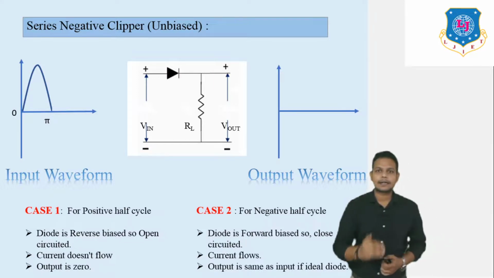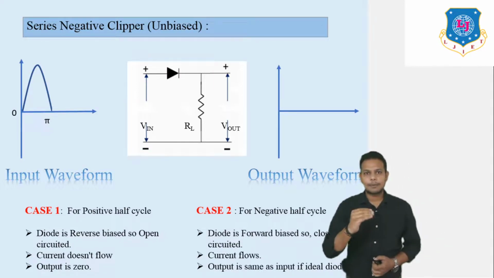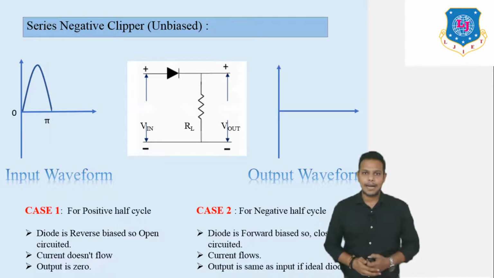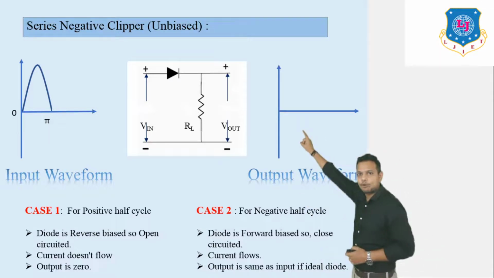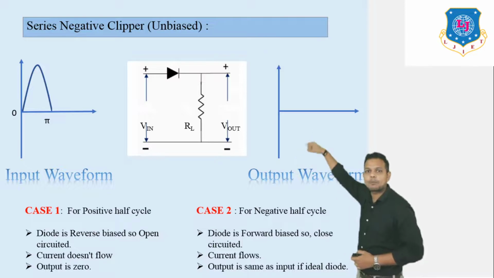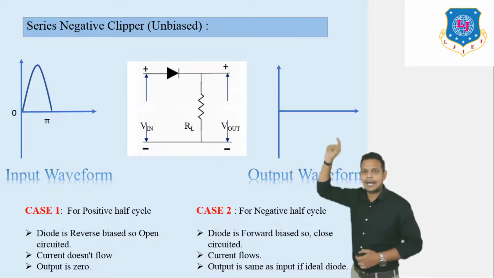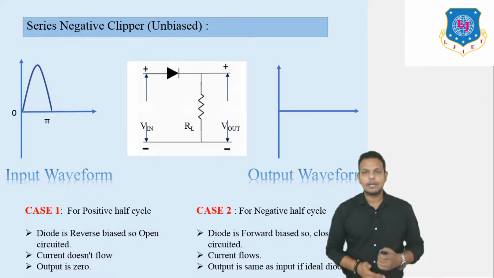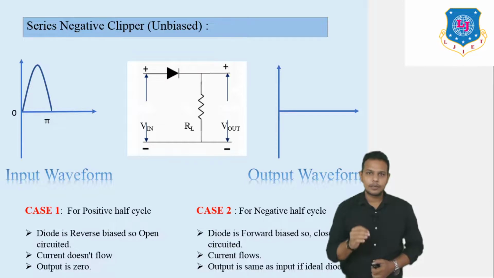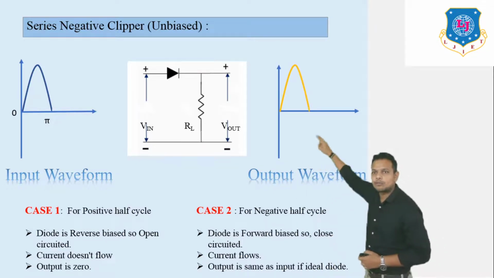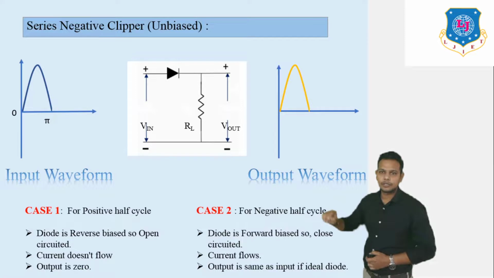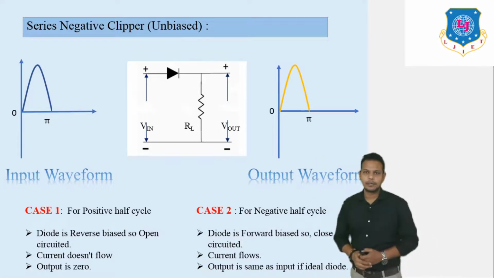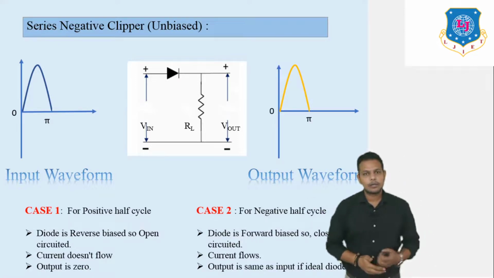If we enter 0 to pi, that means the positive waveform, in this circuit diagram, then what will happen? Current is flowing from plus to minus according to this polarity. At that time your diode works in forward bias. That means it will be a closed loop. If a closed loop circuit is there, that means your current will flow. That means your output will be the same as the input, 0 to pi. Now this is the case for the positive half cycle.